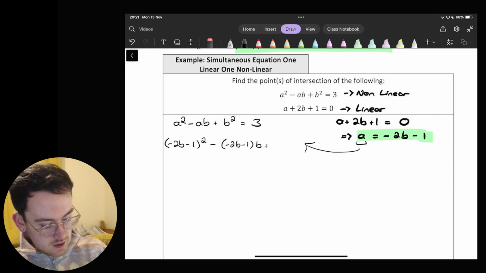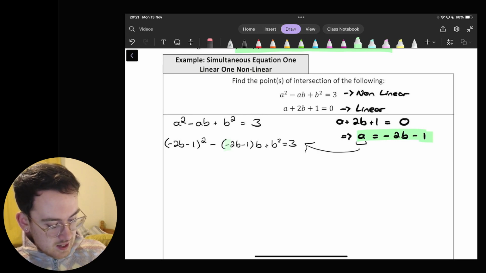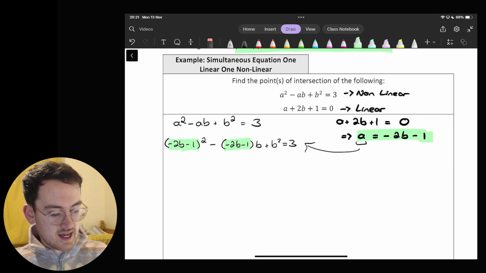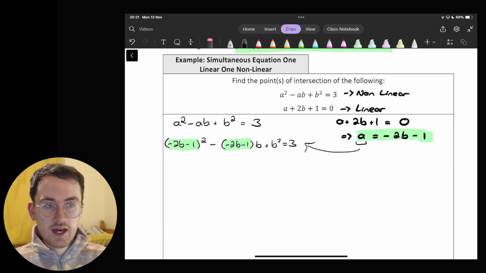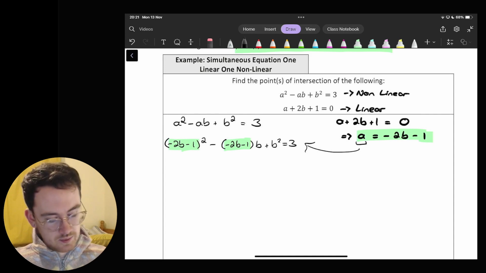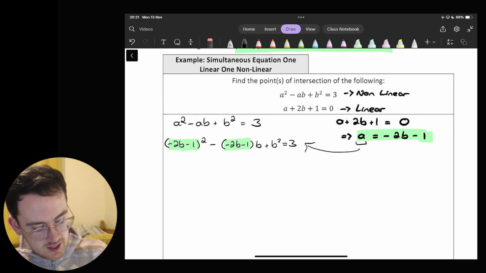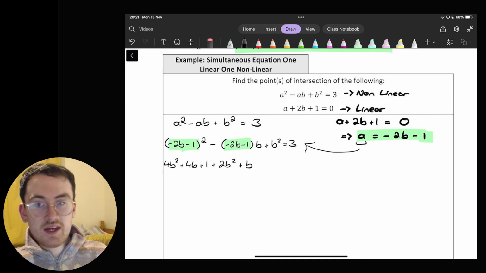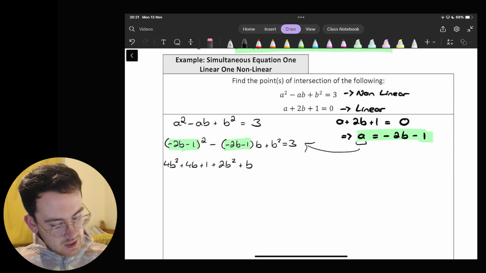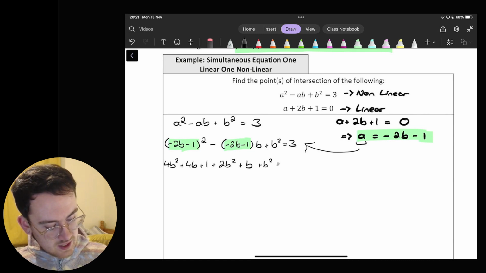using our brackets here to make sure, particularly with the signs in this equation. And I'm just going to highlight those in so you can see exactly there where we've substituted those in. So anywhere that we had the a, we filled in minus 2b minus 1. So following that through then, that's going to give me 4b squared plus 4b plus 1. Then this part here, multiplying that out, is going to give me plus 2b squared plus b. Okay, and we lastly have the b squared at the end there, and again all equal to 3.